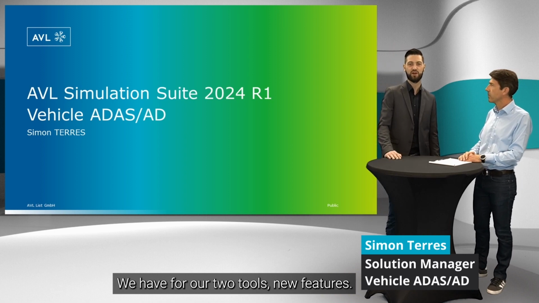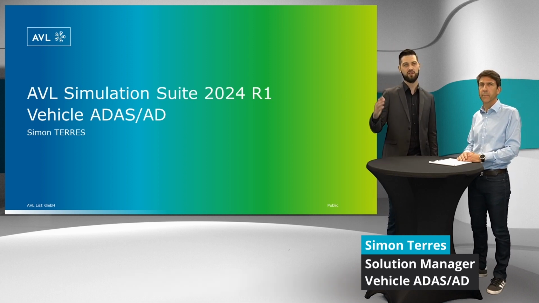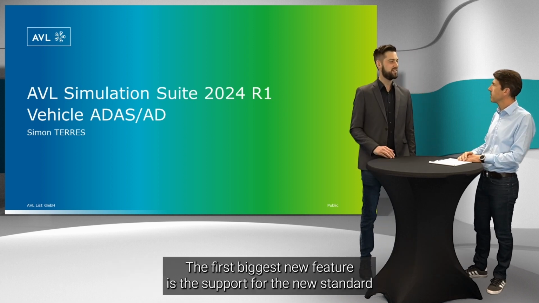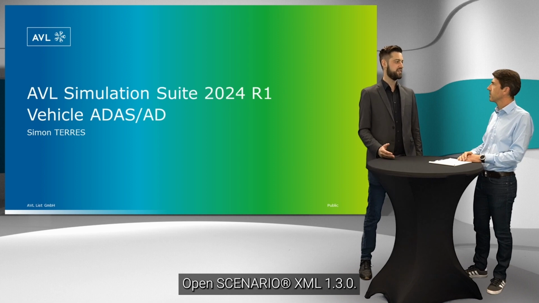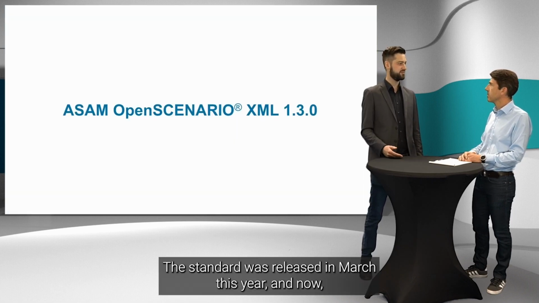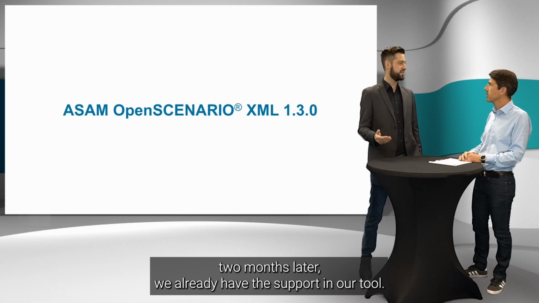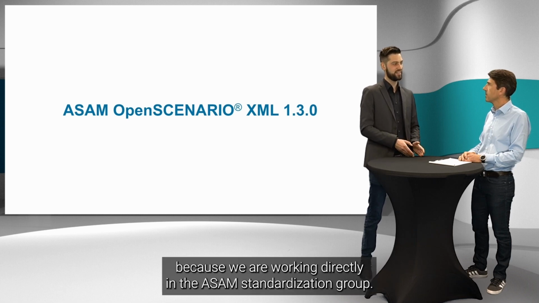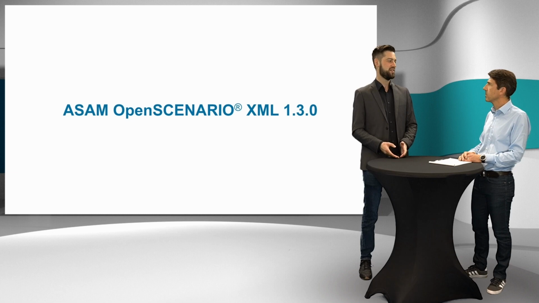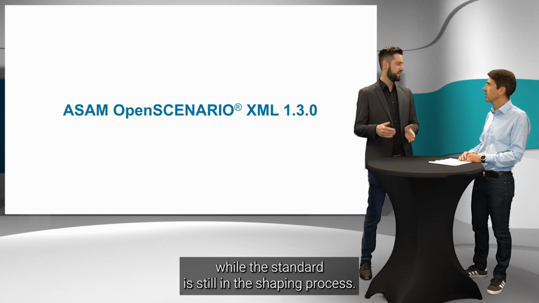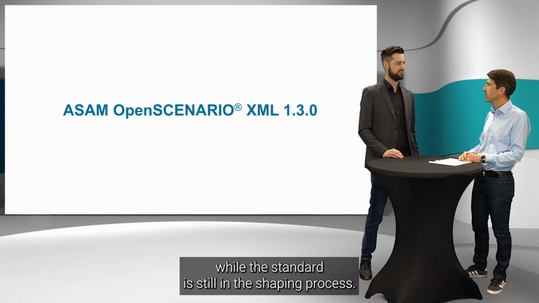We have new features for our two tools. First, I want to speak about Scenario Designer. The first biggest new feature is the support for the new standard OpenSCENARIO XML 1.3. The standard was released in March this year, and now two months later, we already have the support in our tool. This is possible because we are working directly in the ASAM standardization group. This means we can already start implementing the new standard features while the standard is still in the shaping process.